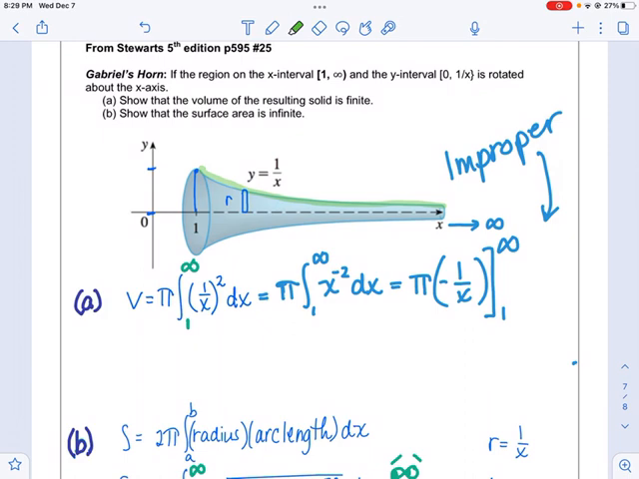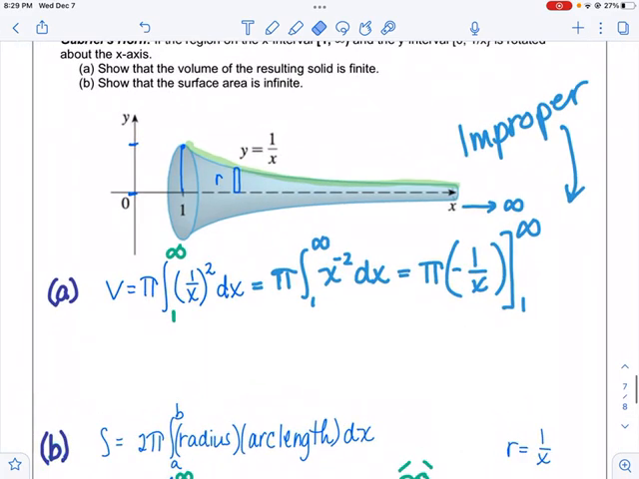But let's read this again to see what we have. If the region on the x interval from 1 to infinity and the y interval from 0 to 1/x is rotated about the x-axis, show that the volume of the resulting solid is finite, and then show that the surface area is infinite. So this is actually kind of a curious little thing, and there are many things like this, like the Koch snowflake has a finite area but an infinite circumference.